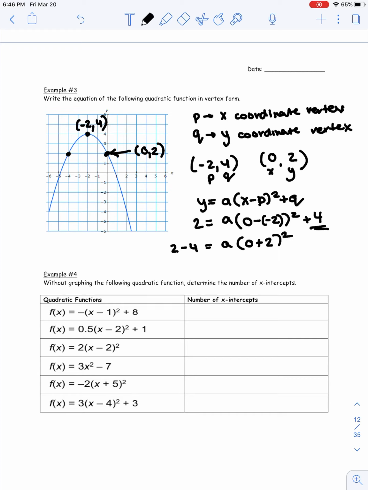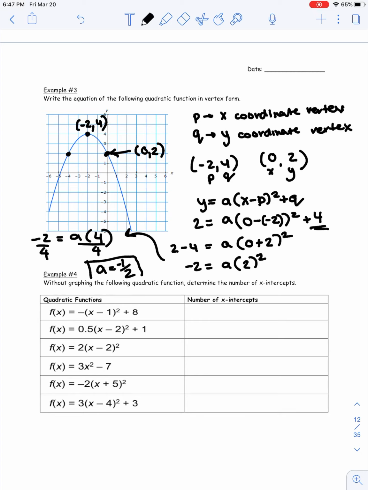And so 2 minus 4 is equal to -2. And then we have A multiplied by 2 squared. So -2 equals A times 4. And then we're going to divide both sides by 4. So A is equal to -1/2.